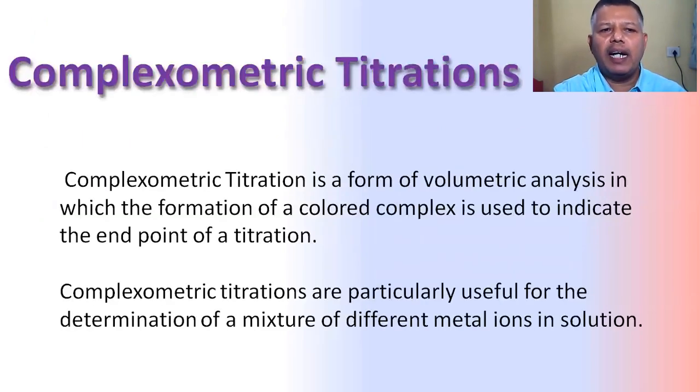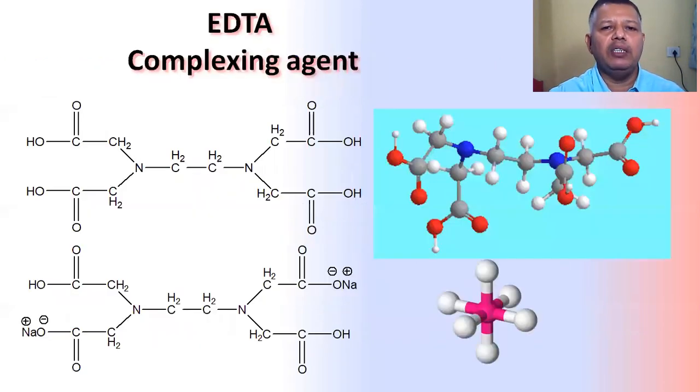Now, complexometric titration is a form of volumetric analysis in which the formation of a colored complex is used to indicate the end point of the titration. Complexometric titrations are particularly used for determination of a mixture of different metal ion solutions. Every time we can measure the concentration of one of the metal ions at a particular, specific pH.